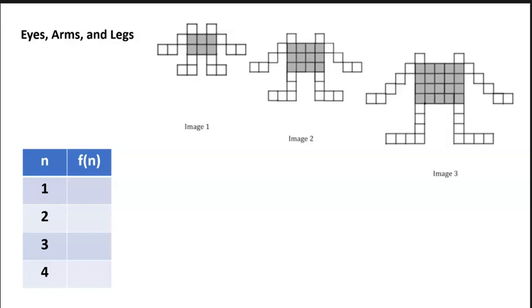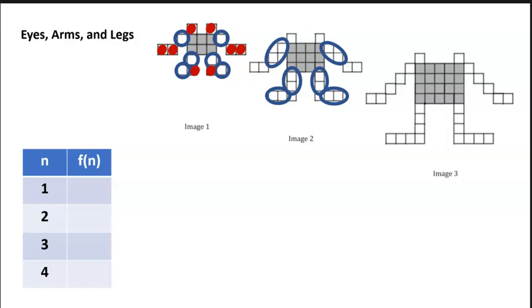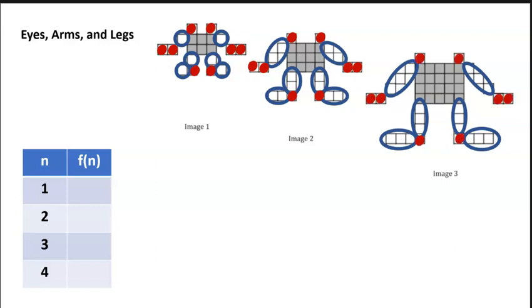When writing an explicit equation, I tried to relate the term number to each figure. I noticed that there are 6 groups of 1 plus 8 other white squares in the first figure, 6 groups of 2 plus 8 other white squares in the second figure, and 6 groups of 3 plus 8 other white squares in the third figure. This means that there are 6 groups of n plus 8 white squares in each figure.